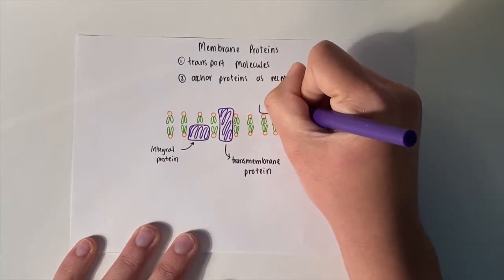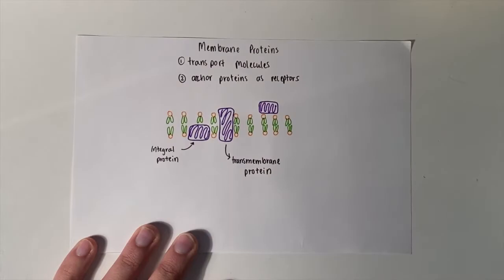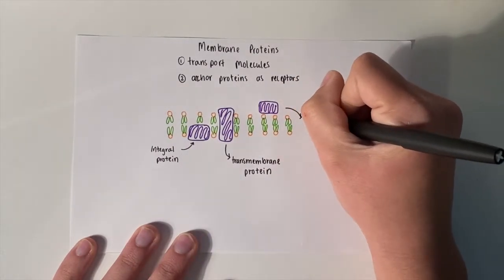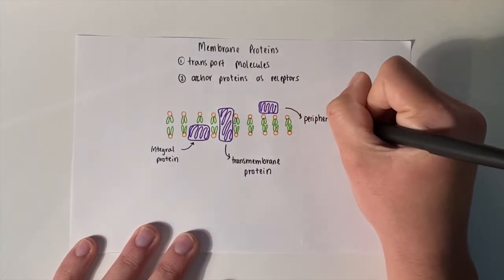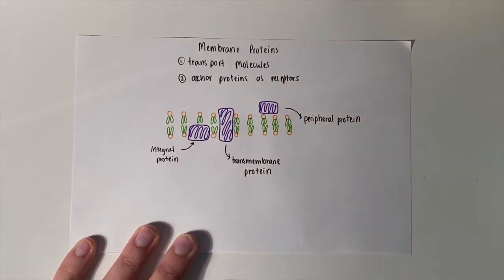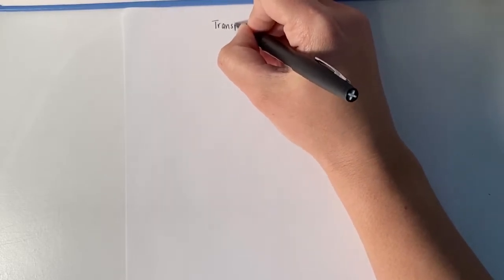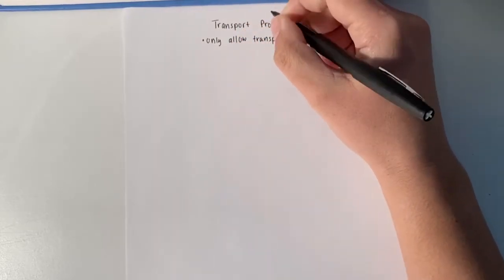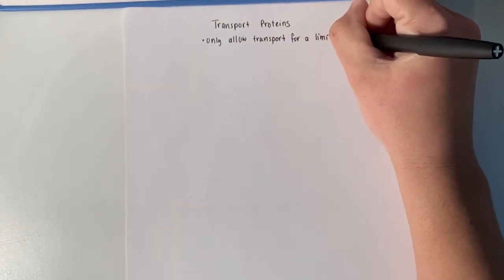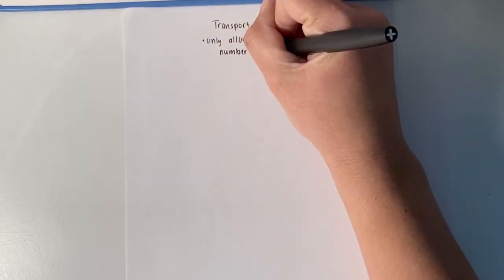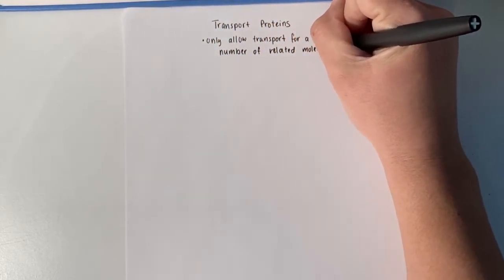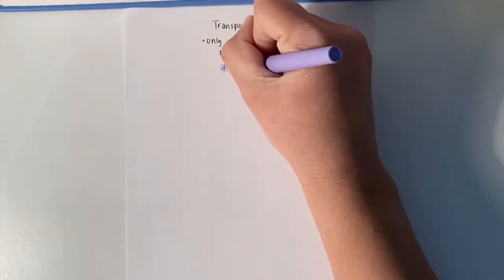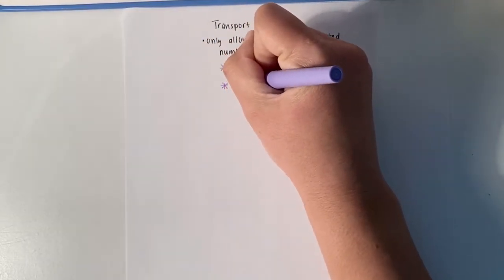Peripheral proteins are associated with the cell membrane, but they do not enter the hydrophobic space within the cell membrane. They associate with the hydrophilic heads of the membrane. Transport proteins are a type of membrane protein. They are found in all cell membranes. Transport proteins are exclusive, meaning they are specialized and only allow transport for a single or very limited number of related molecules. The types of transport proteins are transporters and channels.